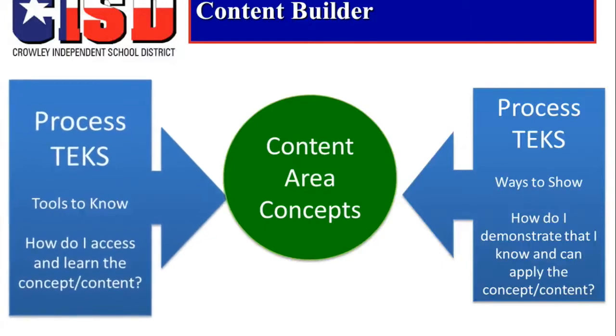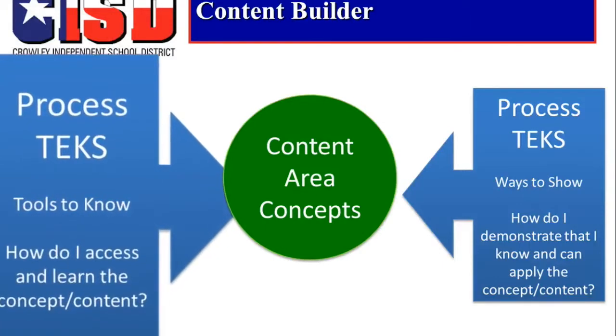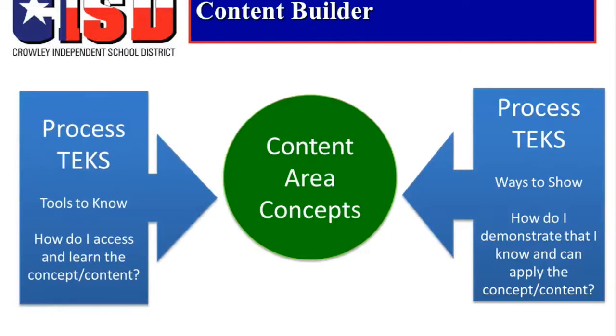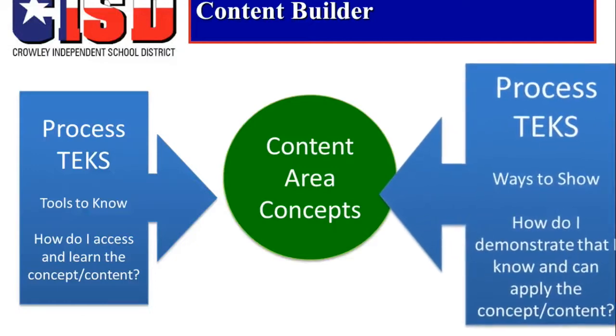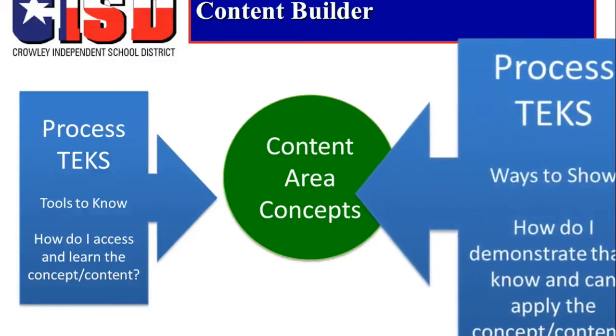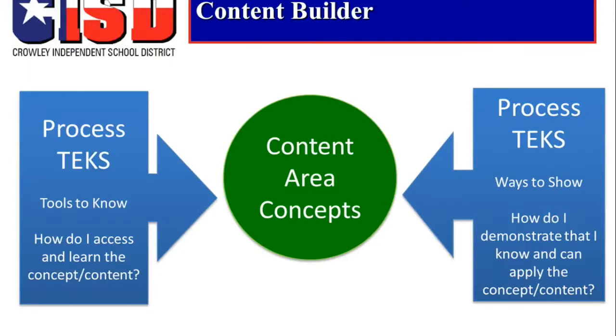The tools to know process standards act as a stimulus for students by providing strategies and structures students use to access learning. Some examples include the use of lab equipment and asking well-defined questions. The ways to show process standards provide an opportunity for students to demonstrate understanding and communicate through an application of learning. Some examples are analyze and interpret information, communicate valid conclusions, and construct appropriate graphs, just to mention a few.